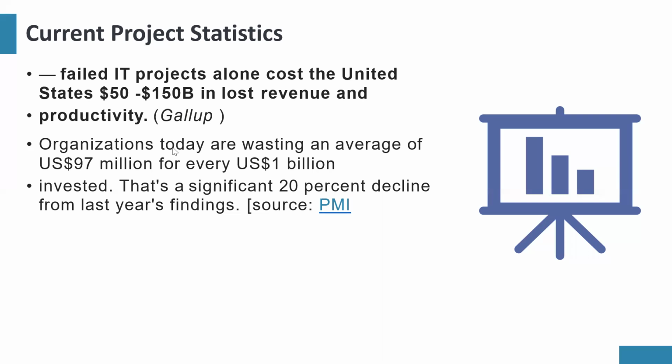Organizations today are wasting an average of $97 million for every $1 billion invested. That's like 10%. So just imagine your next project. Let's say your next project is $10 million, and you ask the bank to give you $1 million, and then you drive to the sea and just throw the money in. That's what organizations are doing.